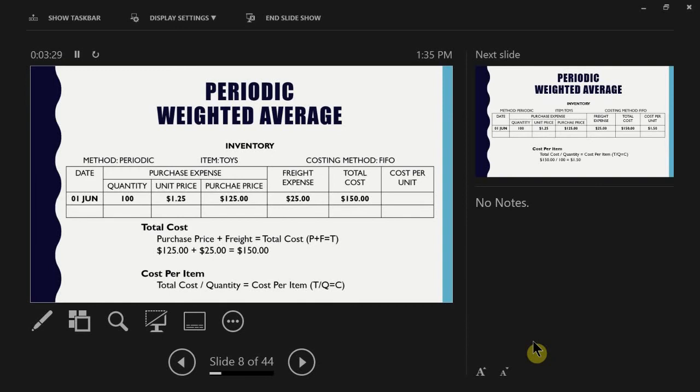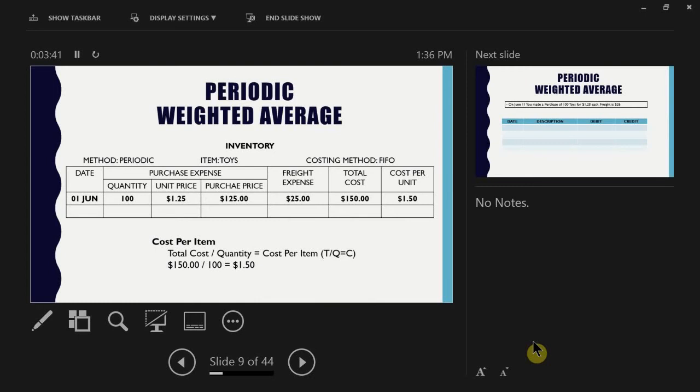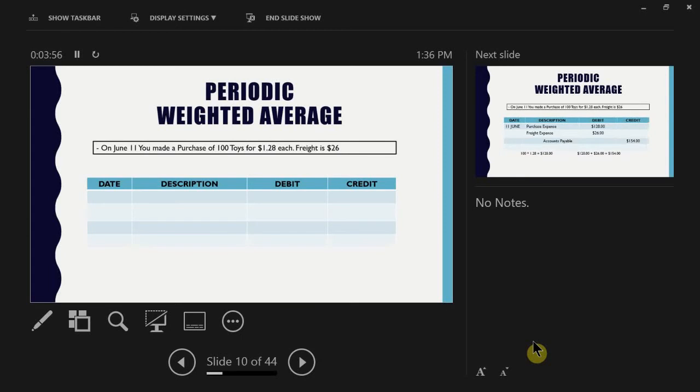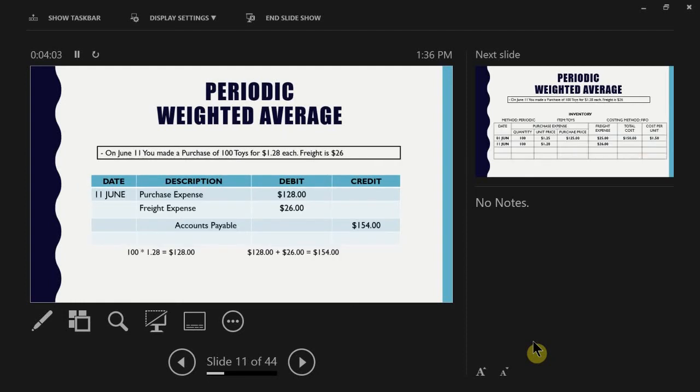Now in this case, we only have one batch and one batch only. So we do need to calculate the average cost per item because it's all that we have. So we're going to calculate the average cost per item, which is $150 divided by 100, okay? Which gives you $1.50, okay? Now we are going to be making a second purchase of another 100 toys, right? Our journal is going to look just like this.